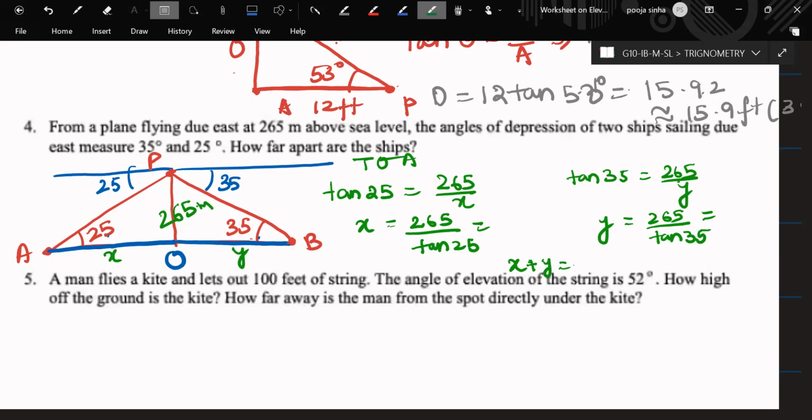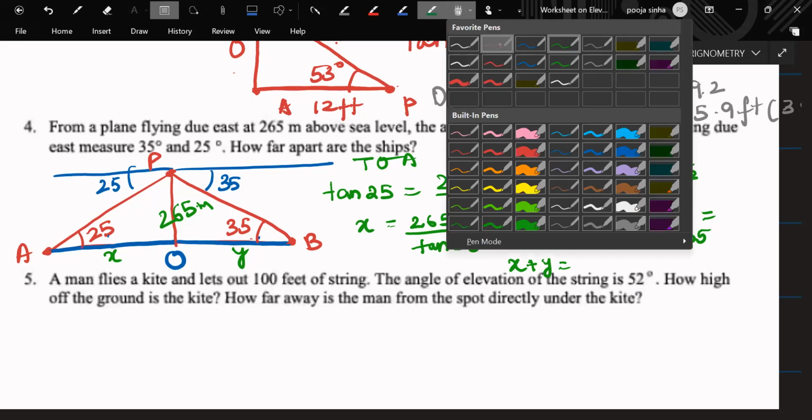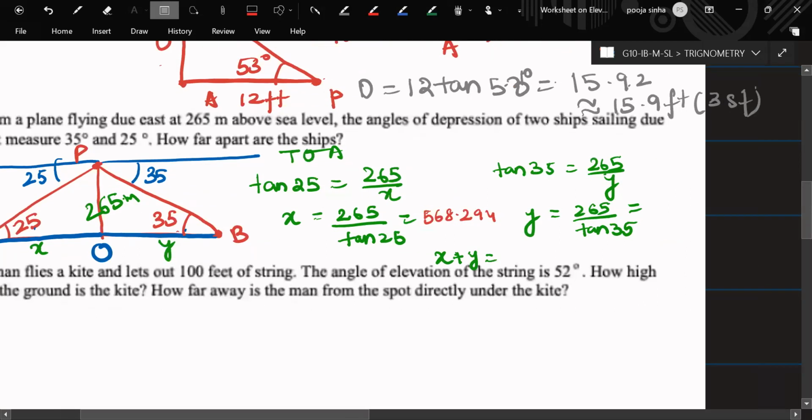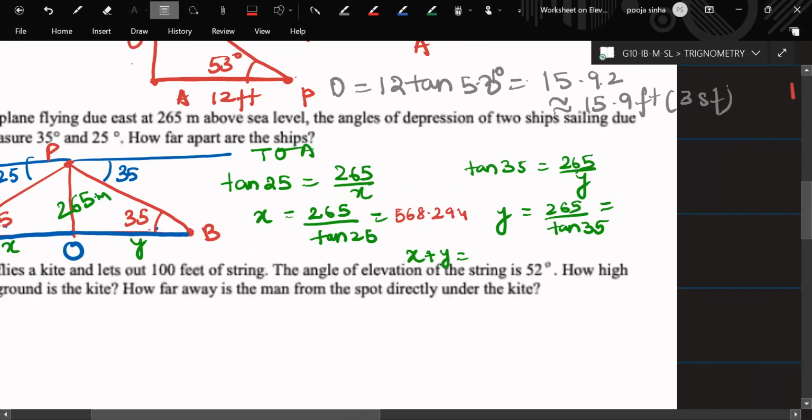What's x plus y? x is 568.294. Okay. And y? And y is 378.459. Both in meters? Yeah. What is the total answer?